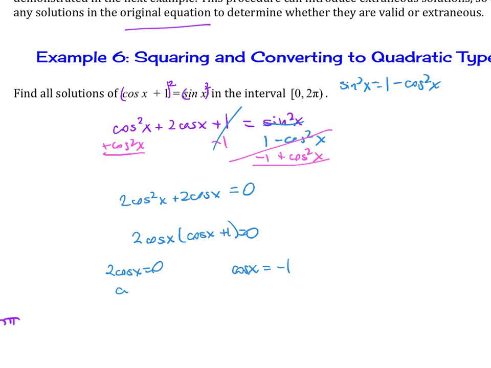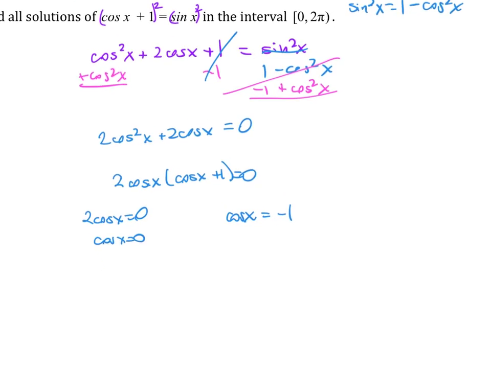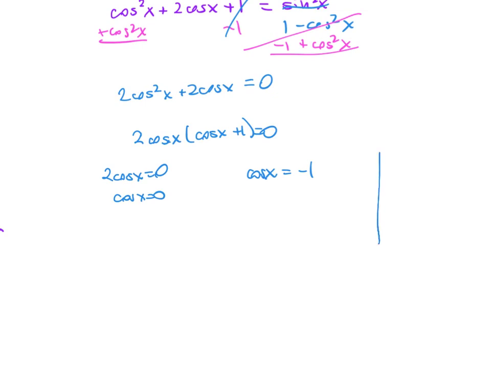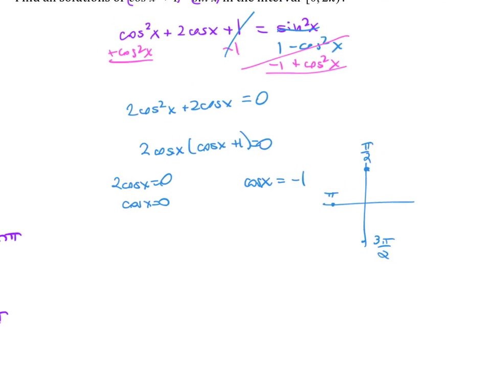Really this is just cosine of x equals 0, right? We can ignore that 2, just divide it out. So cosine of x equals 0 at x equals pi over 2 and 3 pi over 2, and cosine of x equals -1 at x equals pi. So we're looking in the interval 0 to 2 pi.